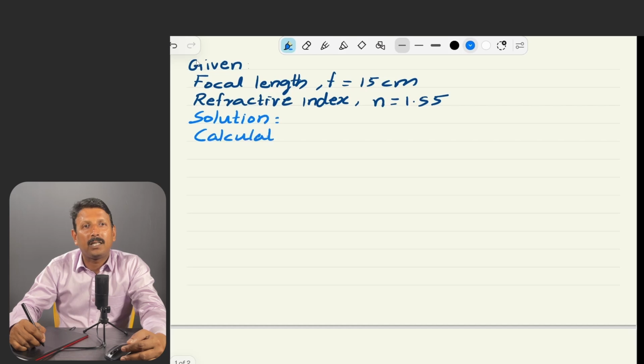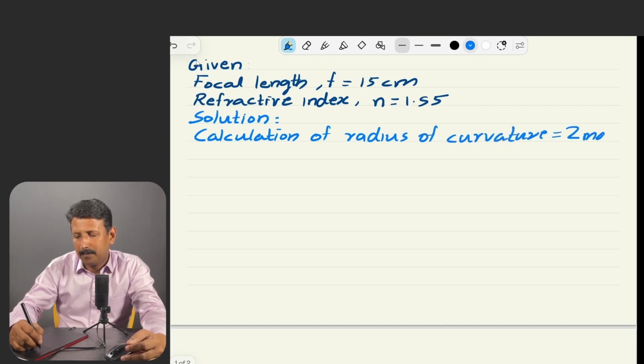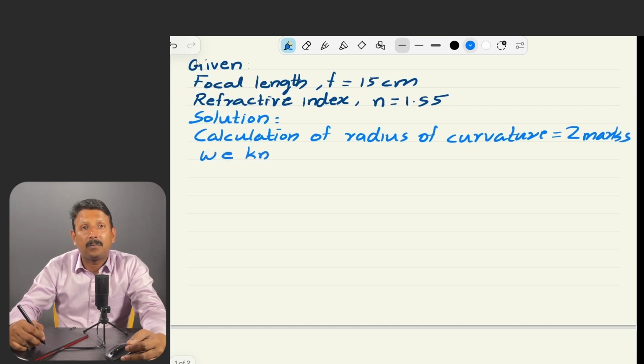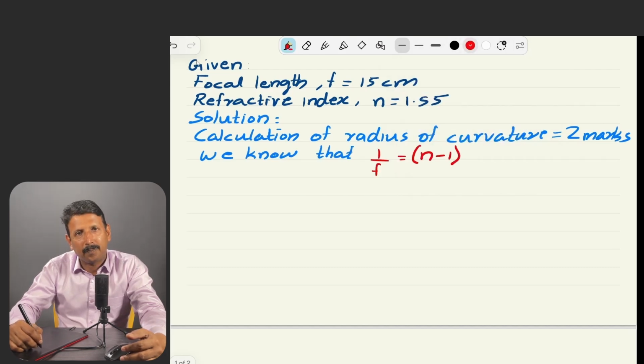For the calculation of the radius of curvature, you will get 2 marks. We can start from the equation you know, that is the Lensmaker's formula. I am going to write it now. 1 by f is equal to n minus 1 into, inside bracket, 1 by r1 minus 1 by r2.